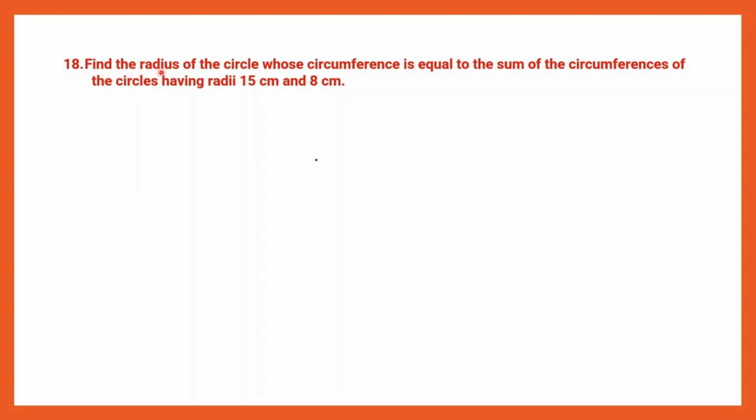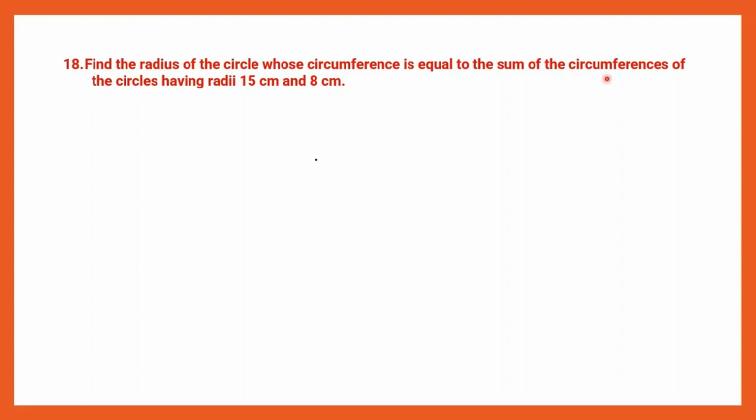Question 18. Find the radius of the circle whose circumference is equal to the sum of the circumferences of the circles having radii 15 centimeters and 8 centimeters. So let's go slowly and let's see what is given to us. We've been given the radii of two circles. One circle has 15 centimeters radius, another circle has 8 centimeters radius.